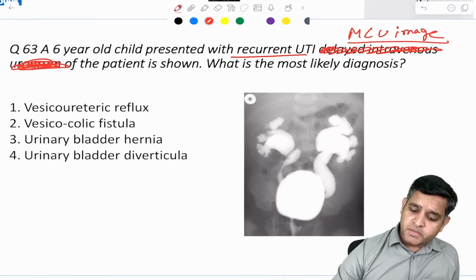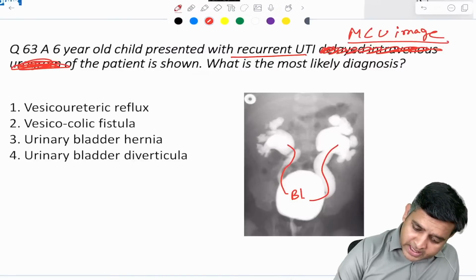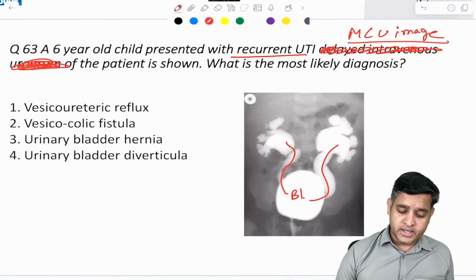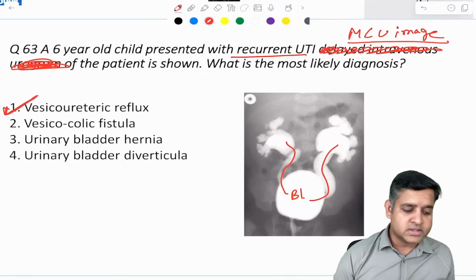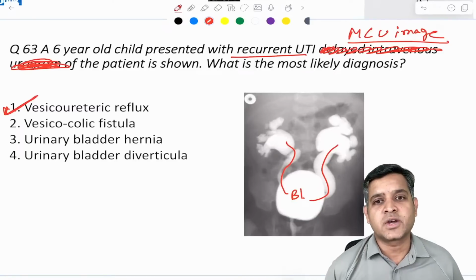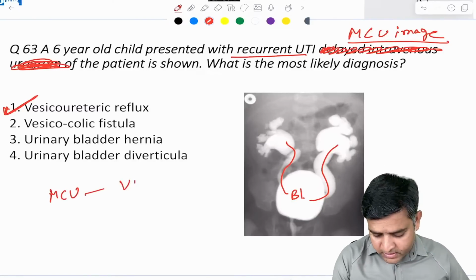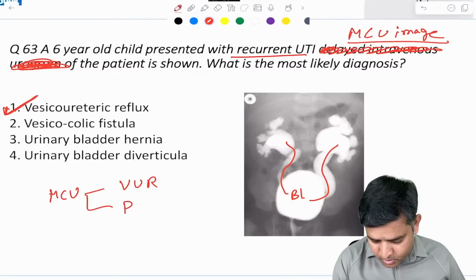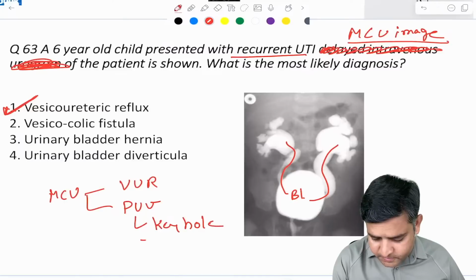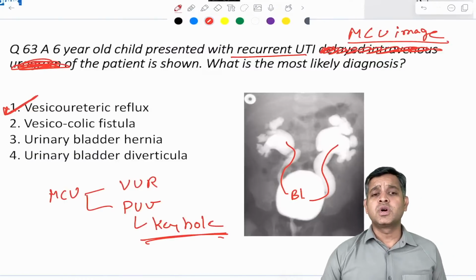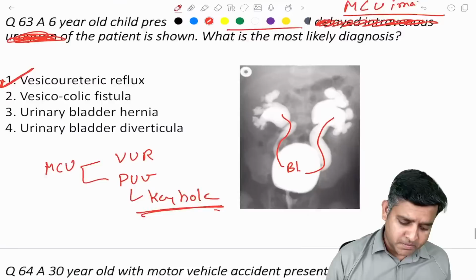And if the MCU image is given, this is bladder. There is a reflux of the dye in bilateral ureter, and this is a case of vesico-ureteric reflux. If an MCU image is given, you should always think about VUR or PUV. PUV will show keyhole pattern, and in VUR there is a reflux of the dye into the bilateral ureters.